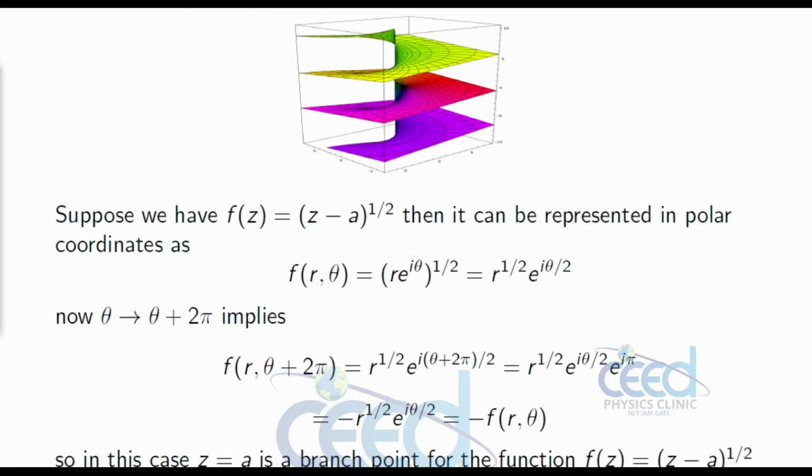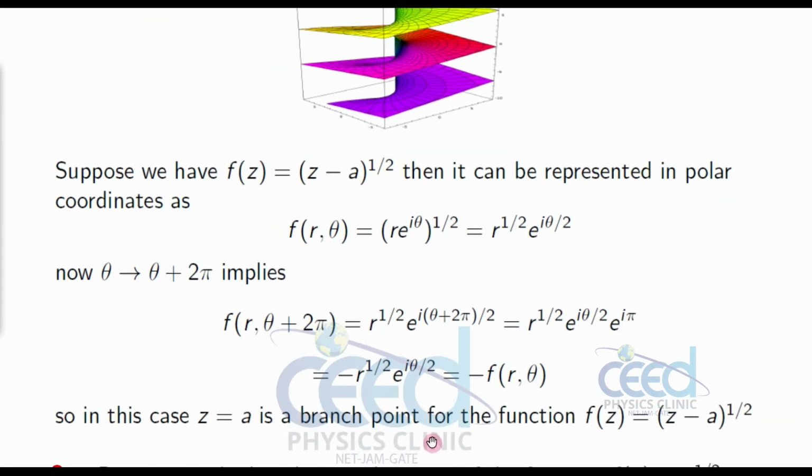So we can say z is equal to a is a branch point of the function f of z is equal to z minus a whole raised to 1 by 2.